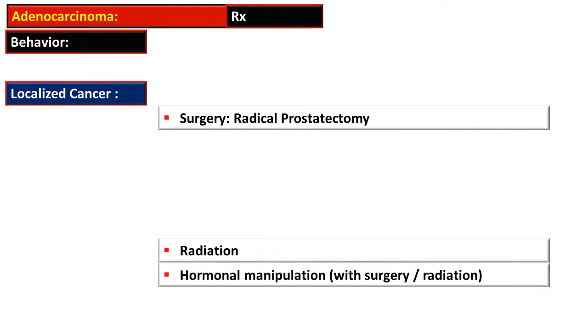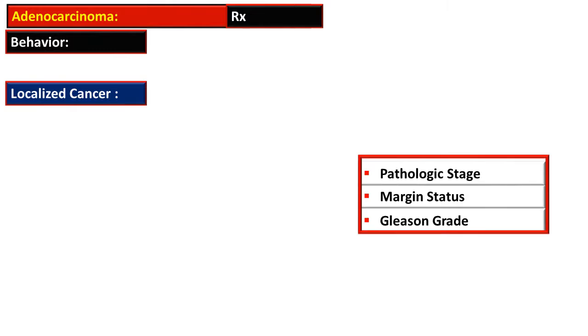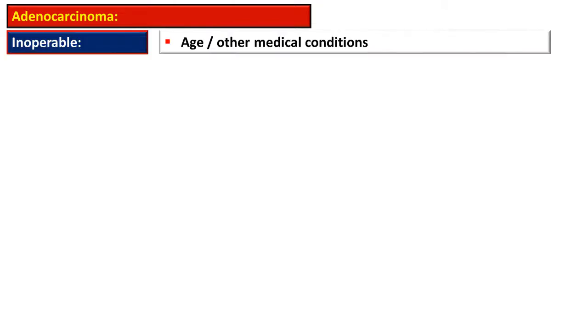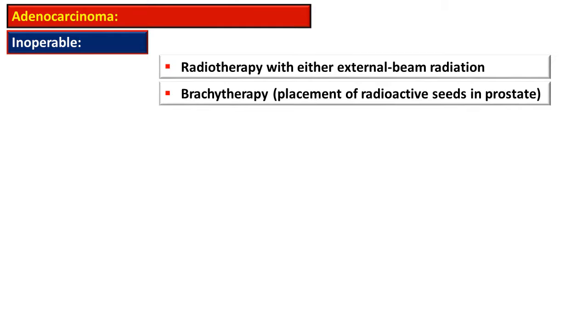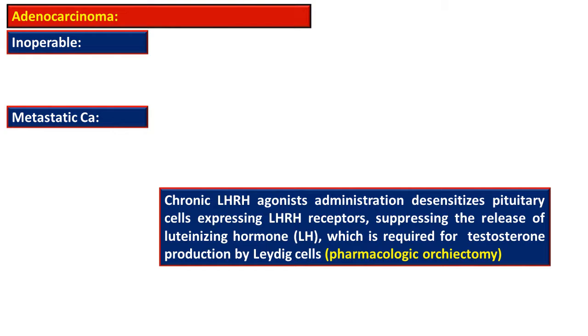The survival after radical prostatectomy is more than 90% for 15 years, and this depends on pathological stage of the tumor, status of the margin of the radical prostatectomy specimen, and Gleason grade. The cases of prostate adenocarcinoma that are inoperable due to age or other medical condition are treated by radiotherapy, with either external beam radiation or by placement of radioactive shields within the prostate, that is termed brachytherapy. The metastatic carcinoma is treated by androgen deprivation therapy, orchiectomy, and LHRH synthetic analogues that induce pharmacological orchiectomy.